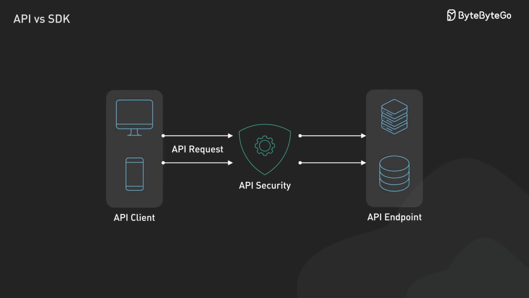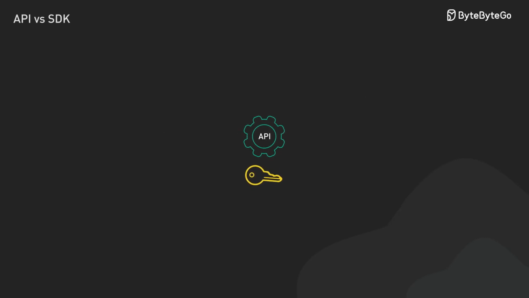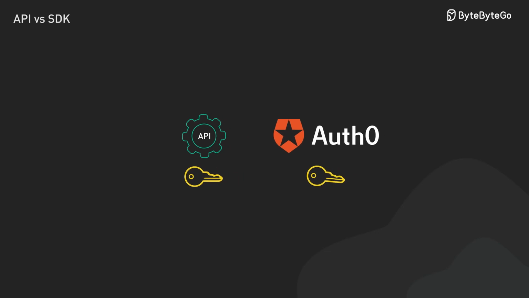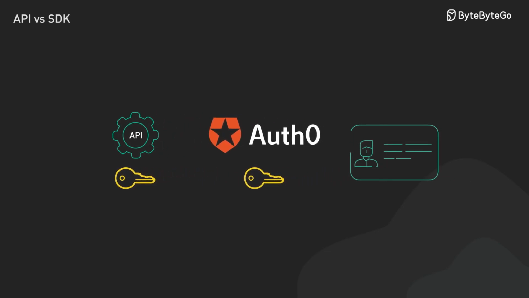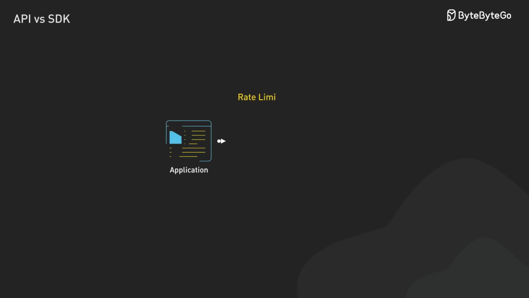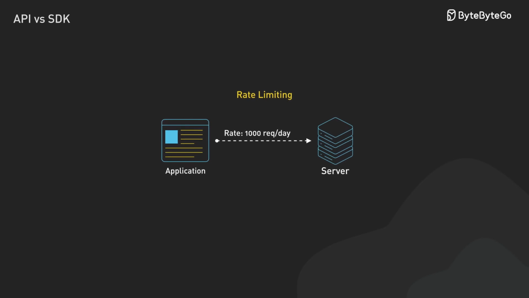Security is very important in the API world. Services use API keys or OAuth tokens to verify who's making requests. Think of it like a digital ID card. They also keep an eye on how many requests are being made. Go over the limit, and we might get cut off or see some extra charges on a bill.